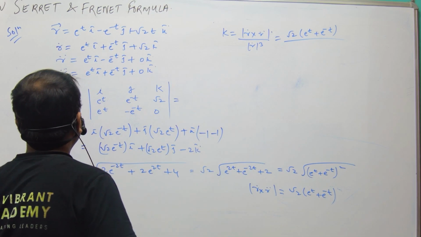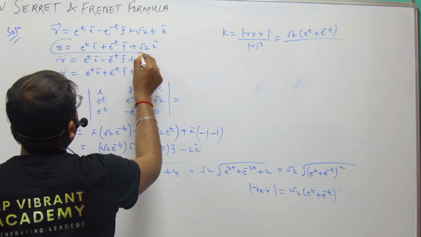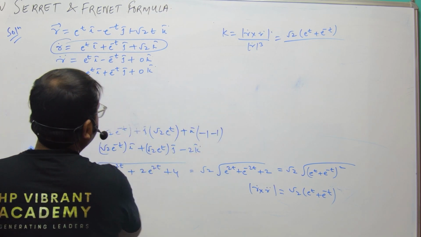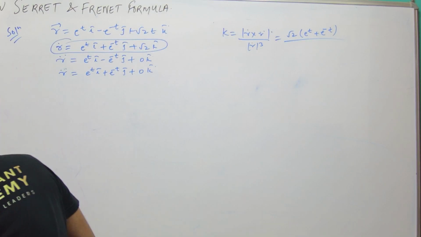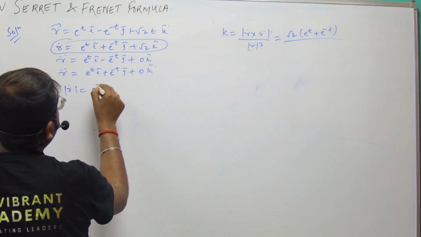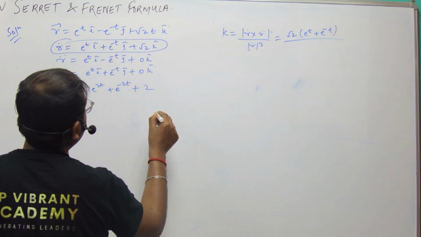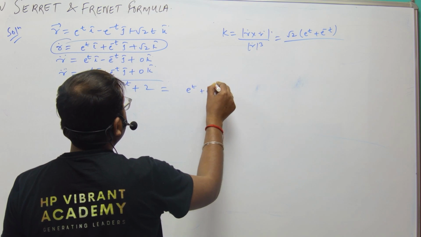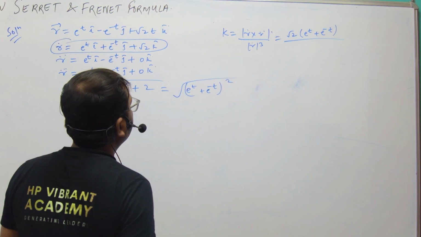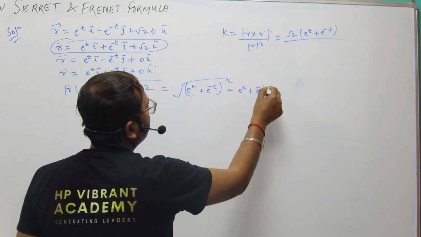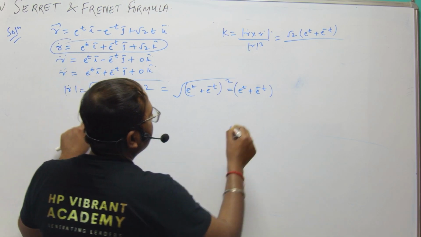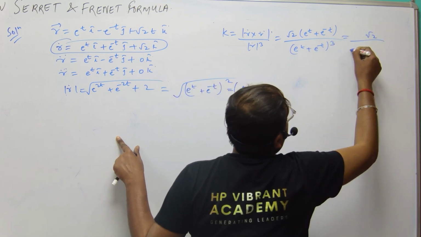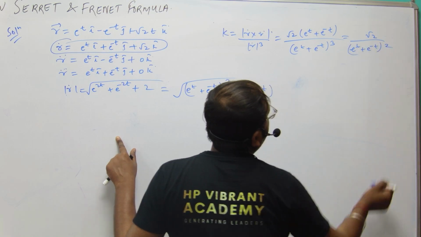Now let us find the modulus of r dot whole cube. So this is our r dot. Let's take the modulus of this. Modulus of r dot is under root of e to the power 2t plus e to the power minus 2t plus 2. This is equal to under root of e to the power t plus e to the power minus t whole square, which is equal to e to the power t plus e to the power minus t. So k is equal to root 2 upon the modulus of r dot whole cube, that is root 2 upon e to the power t plus e to the power minus t whole square. This is the value of curvature.